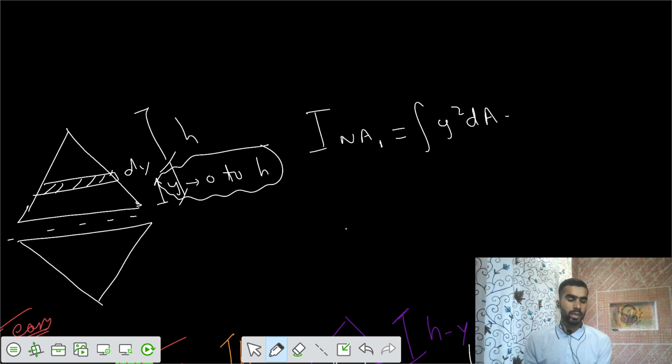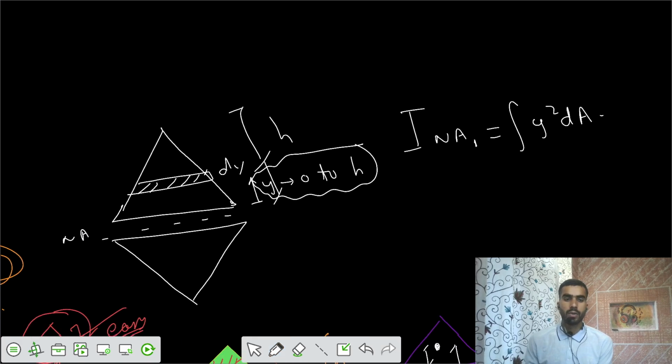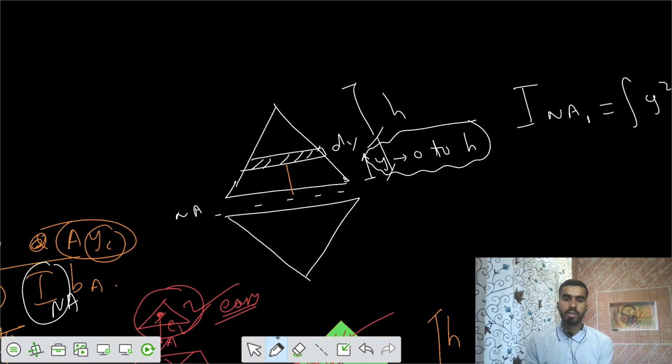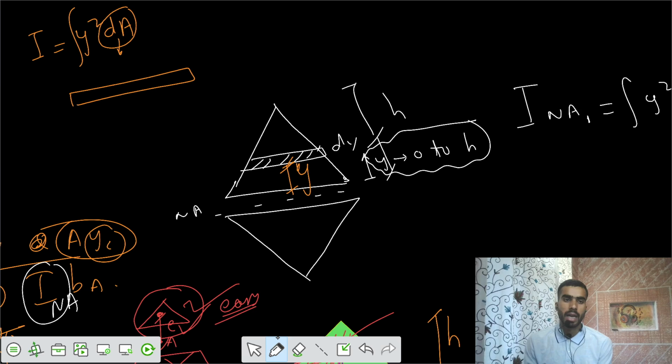So you go to some point at a distance of y. We know that we have the equation that I equals the integral of y square dA. So y square is constant, and I would say what is the value of dA.